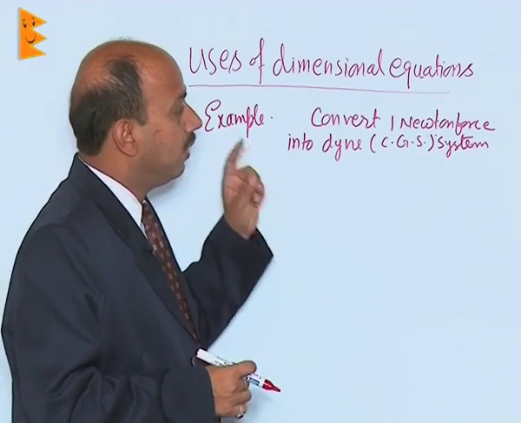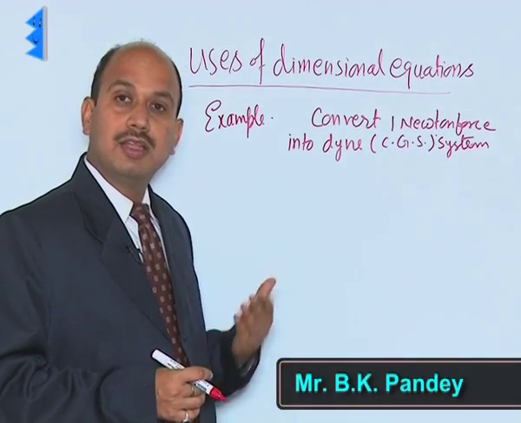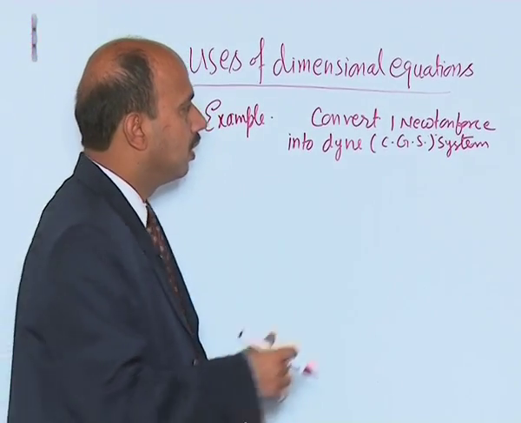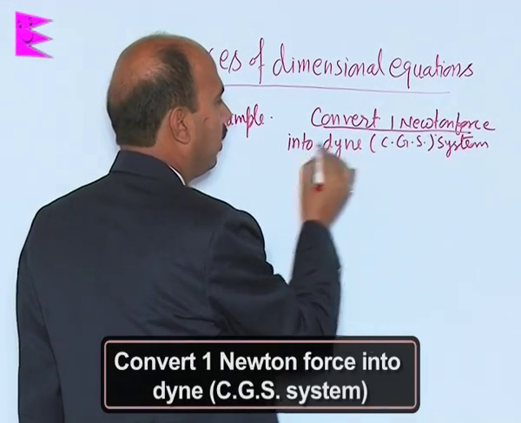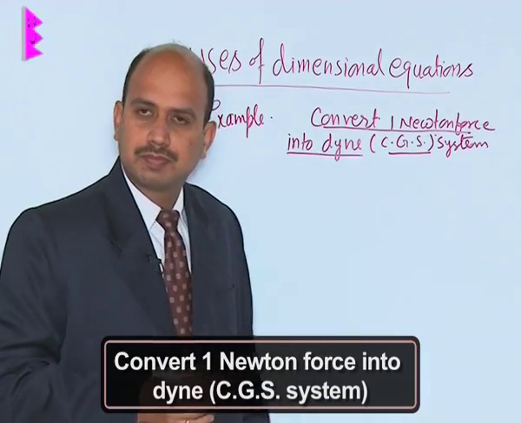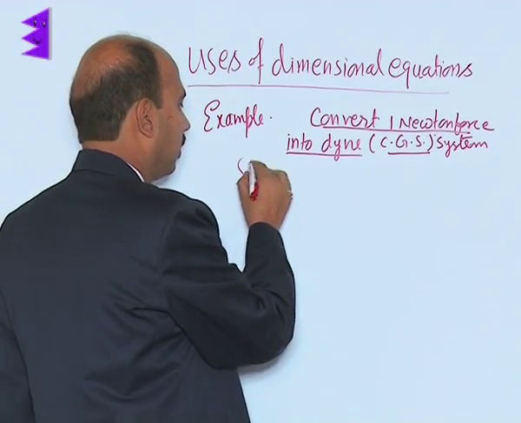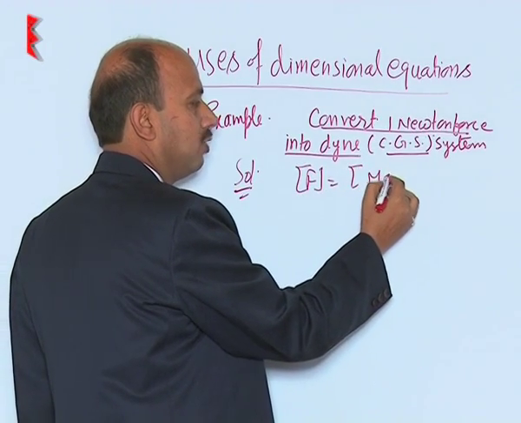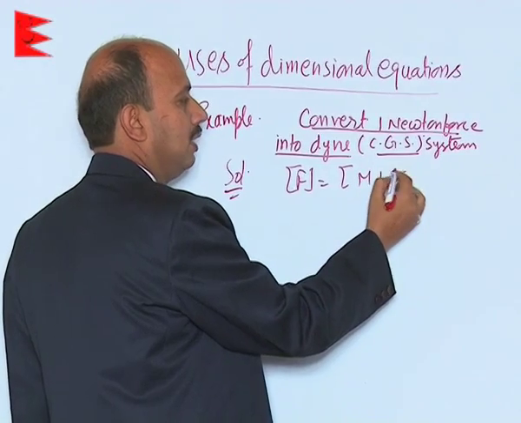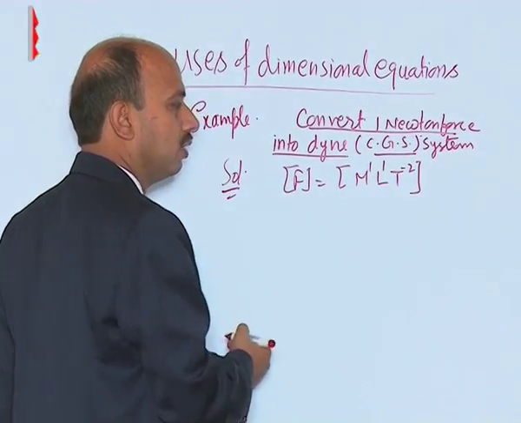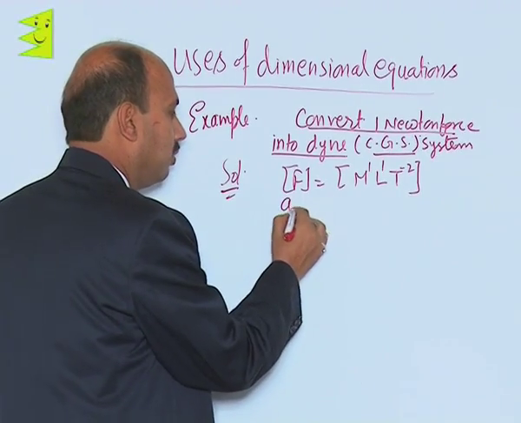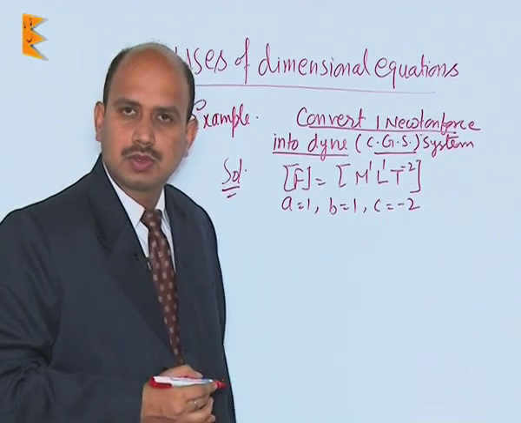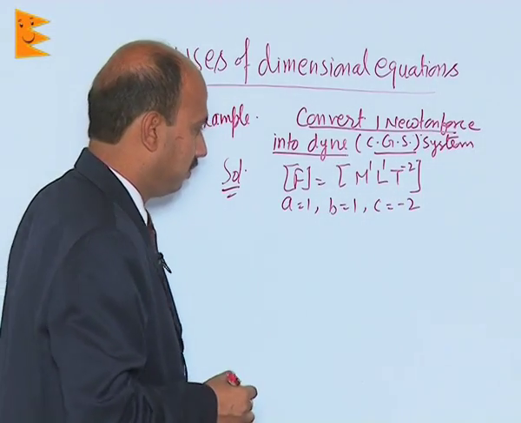Now, see here, this is the example of the second use of dimensional equations, that is, conversion of one system of units into another. The question is, convert 1 Newton force into dyne, that is, the CGS system. You know the dimensional equation for force is M raised to power 1, L raised to power 1, T raised to power minus 2. So, we can write A is equal to 1, B is equal to 1 and C is equal to minus 2. Initially, we assumed A, B and C.